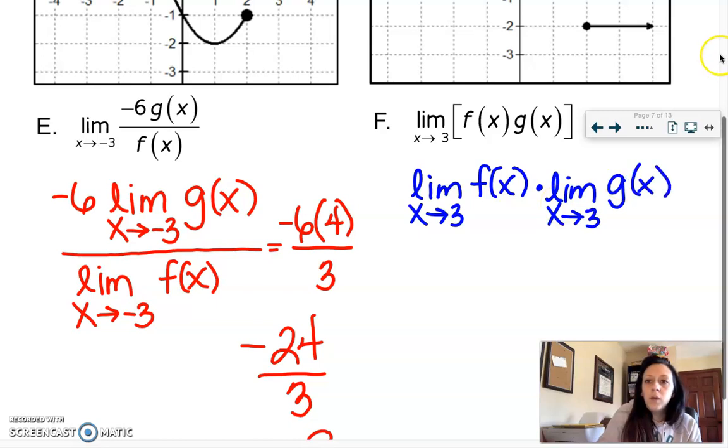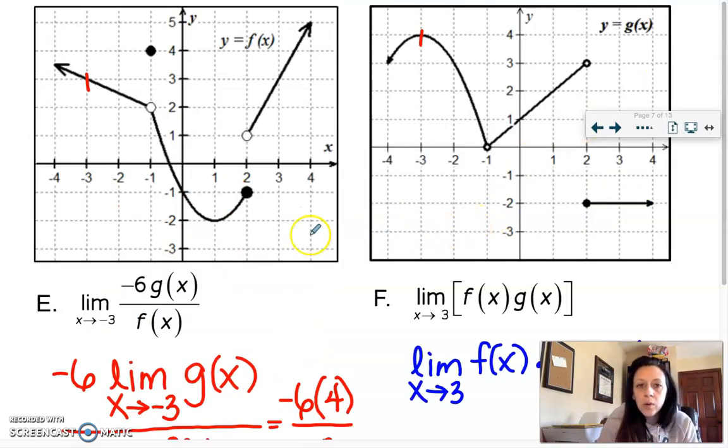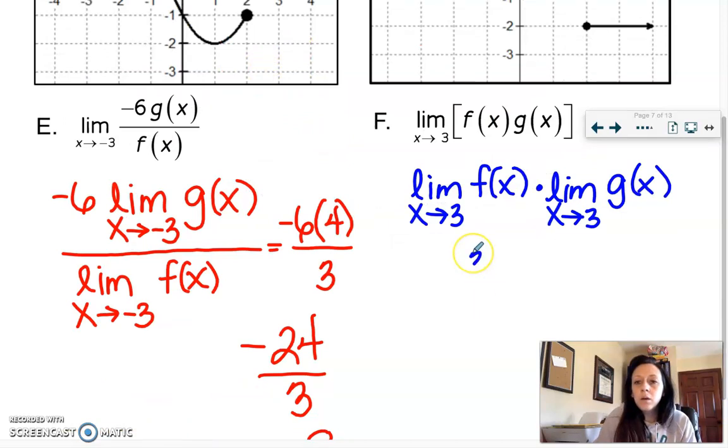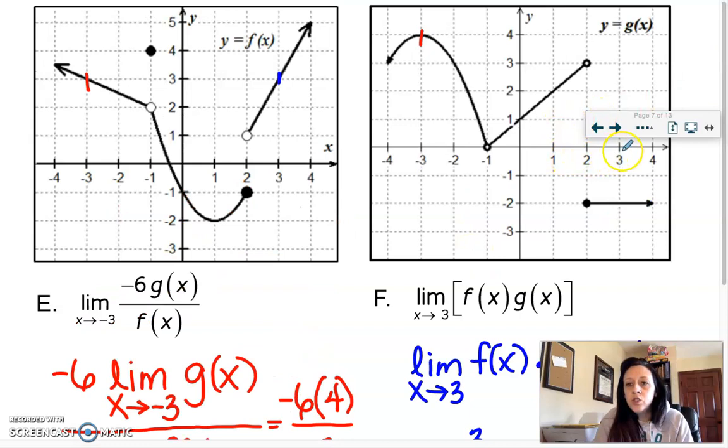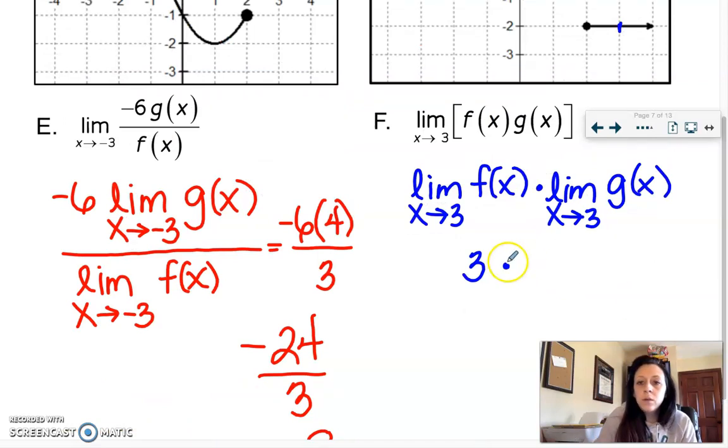All right, to my graphs. So as x approaches 3, so here's 3. As I approach 3 from the left and the right, I'm hitting a y value of 3. And then for g of x, 3 would be down here. From the left and the right are both approaching -2. And so your answer looks like it's going to be -6.